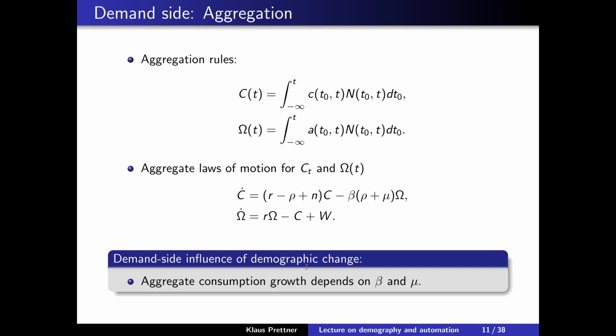So now this shows that there is a crucial influence of demographic change on the demand side of the economy, because the aggregate consumption growth equation depends on the parameters beta and mu. And if we change these parameters, in other words, if we change the demographic structure of the model, we will have an impact on the equilibrium growth rate, because the aggregate consumption equation is a central equation that determines the equilibrium growth rate in the Romer and Jones models. In the Jones model, in the short to medium run, not in the long run, but in the Romer model, in the short run and in the long run as well.